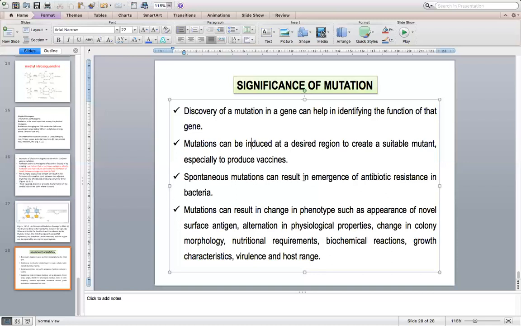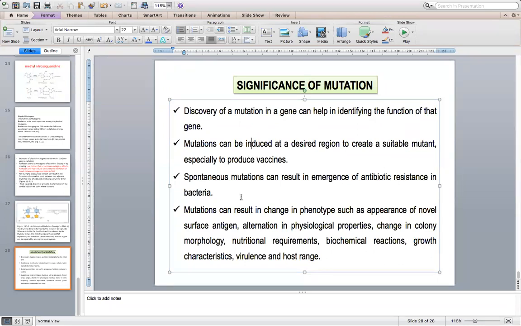Then the spontaneous mutations are very important from the bacterial perspective, because they are the ones that induce antibiotic resistance in bacteria. How a bacterium gets resistance to a particular antibiotic is with the help of this mutation. The mutation can also change the phenotype, such as the appearance of the antigen, alteration in physiological property, change in colony morphology, nutrition requirement, biochemical reaction, growth characters, virulence.